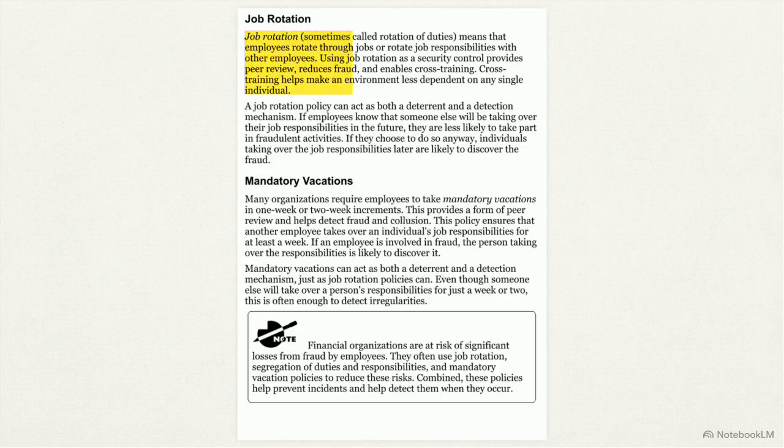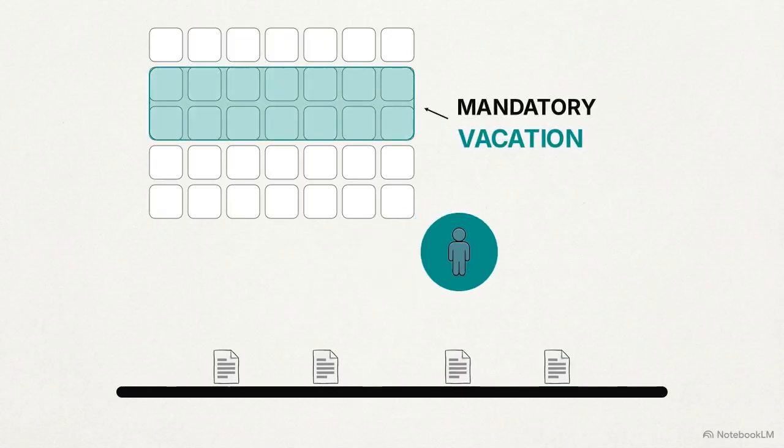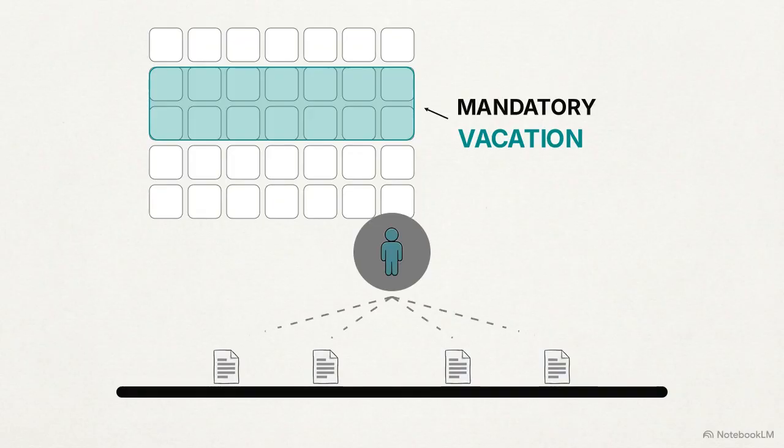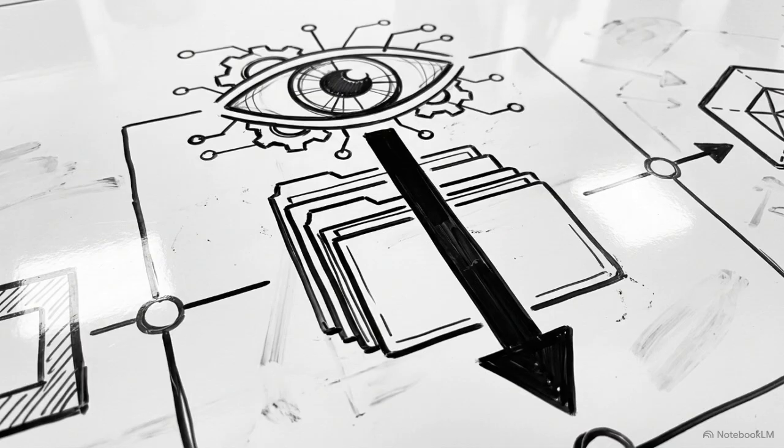By systematically rotating employees through different operational roles, organizations establish continuous peer review and cross-training. This pairs directly with mandatory vacation policies. Forcing employees out of the office for continuous 1- or 2-week increments ensures that a different staff member must temporarily take over their responsibilities. These policies serve dual purposes. Psychologically, they act as a deterrent because employees know their work will be reviewed. Operationally, they serve as unannounced audits, placing a fresh set of eyes on the workflow to detect irregularities.